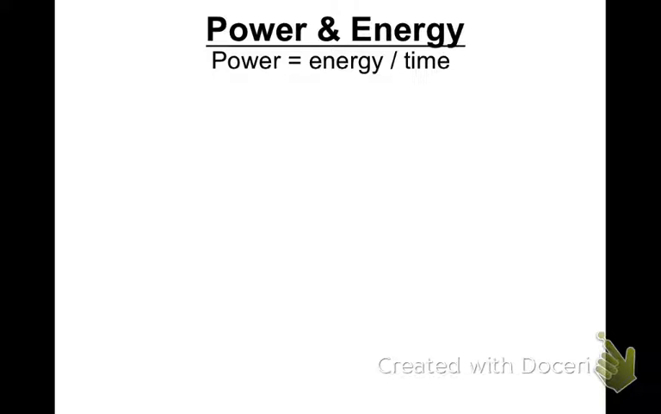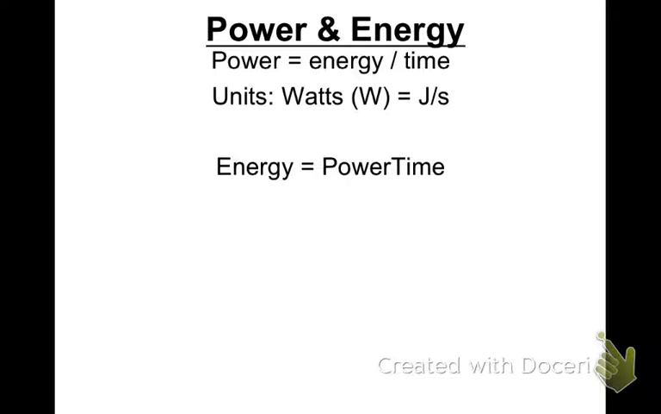So something like a 60-watt light bulb uses 60 joules of electric energy per second. 60 joules per second is 60 watts. Power is the rate at which we use energy, and those units are watts, or joules per second. That means that energy is what I like to call power time, right? Energy is power for an amount of time.